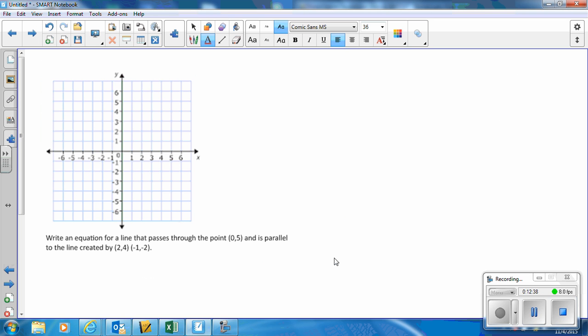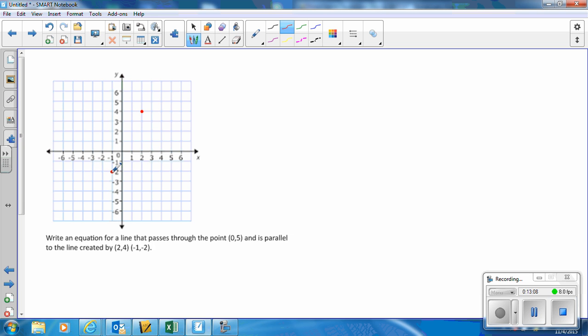Okay, last example on your paper. Write an equation for a line that passes through the point 0,5 and is parallel to the line created by 2,4 and -1,-2. Okay, first of all, I can plot my points. 2,4, that'll be here. -1,-2, that'll be this point right here.